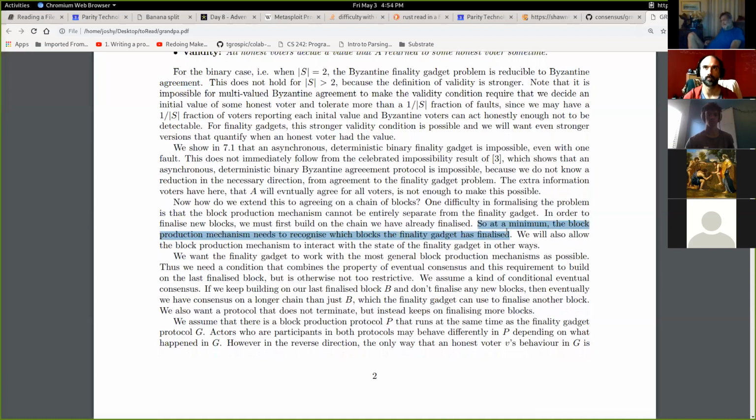So this part, I think, is what I was talking about earlier, where the block production mechanism needs to know when something gets finalized so that it can not reorg deeper than that. I'm not really sure what the other ways are, but it sounds like we'll find out soon.